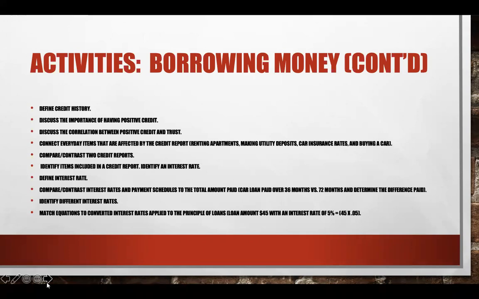Compare and contrast two credit reports. That could be something useful, and if they're of age, maybe they have one. Identify items included in a credit report. Identify an interest rate. Define an interest rate. Compare and contrast interest rates and payment schedules to the total amount paid. Identify different interest rates. Match equations to converted interest rates applied to principal of loan.